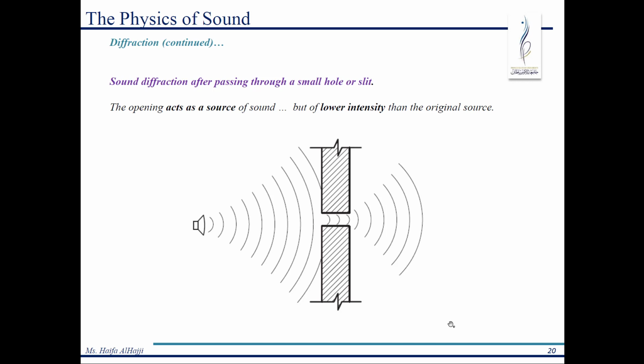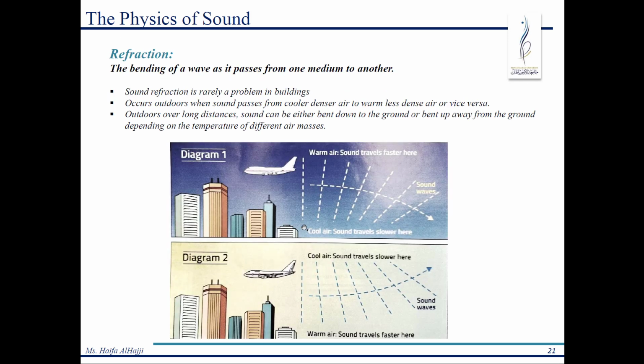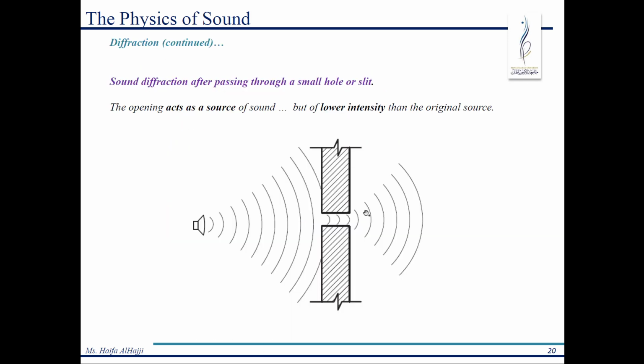This is why if you have a small crack, a small hole, the sound will still travel to the adjacent space, because it's going to diffract from the edges. Now this sound traveling to the other space is not going to be at the same intensity or loudness, but it's going to be the same sound at a lower intensity and loudness.